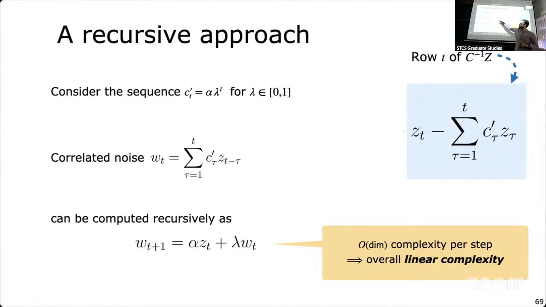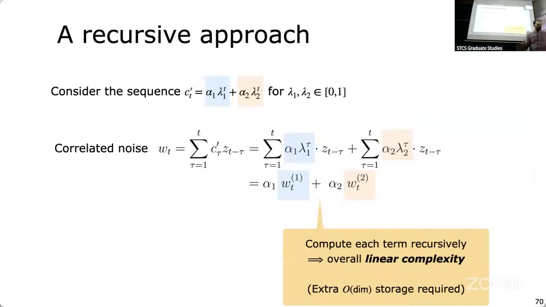Okay, it's correct here. So we want to compute this, and we can do it recursively for an exponentially decaying sequence. We just include this extra lambda factor in what we computed so far, and then add that alpha to the new noise. So this is the update. The old noise that we computed, we multiply by lambda and add the new noise with an alpha factor, and we get the right correlated noise for the next step. So this can be computed very efficiently on the fly.